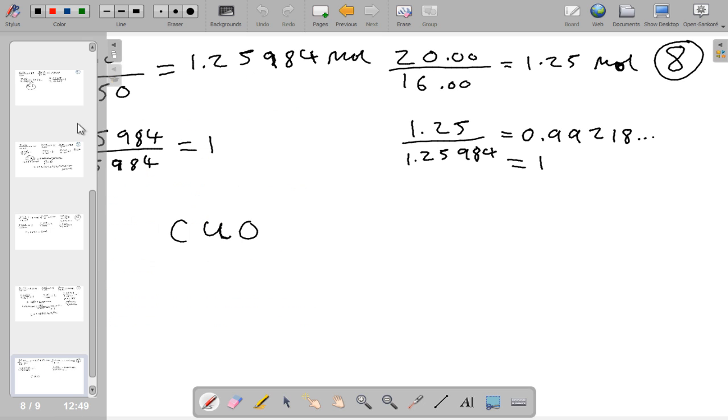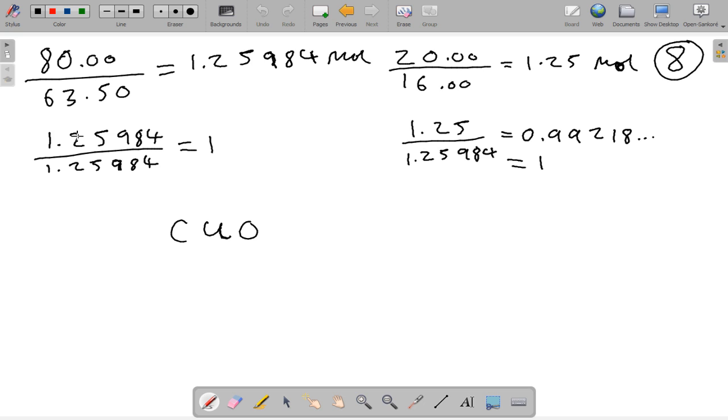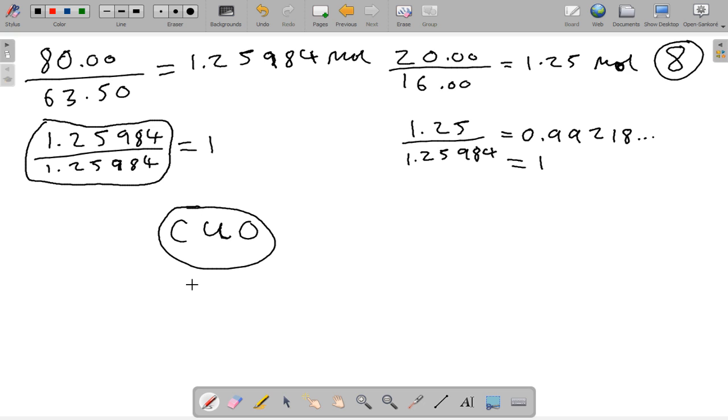Okay, so now we have 80 over 63.5, which is 1.25984 moles, or to 3 significant figures, 1.26 moles, but we don't do that. We use the full calculator display when doing empirical formulae. So we get 1 for copper, and 20 over 16 is 1.25 moles, so dividing it by that we get 0.99218, which is 1. So the empirical formulae is CuO.